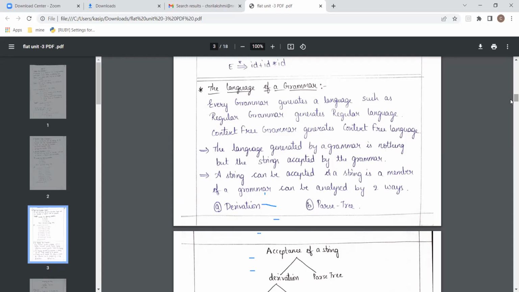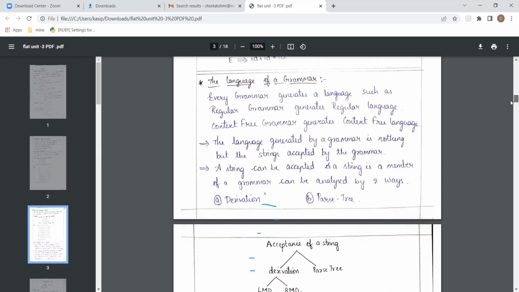The string being a member of that grammar can be analyzed in two ways. What are those two ways? It is derivation and parse tree. How can you tell that the language is accepted by the grammar? The language generated by the grammar is nothing but the strings accepted by the grammar, I told you. So that is acceptance of the string.